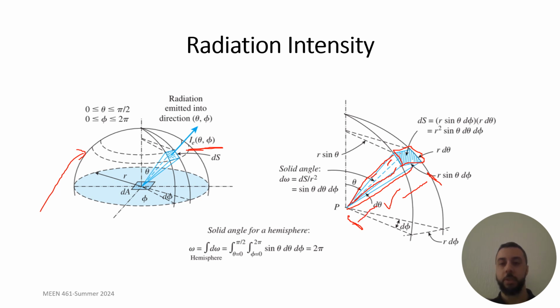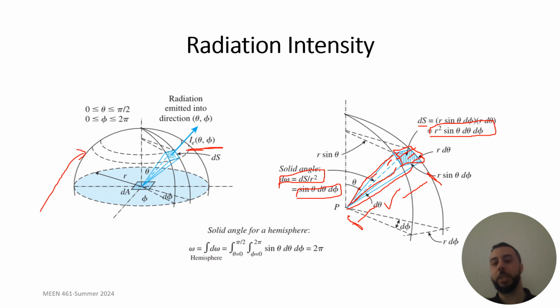Okay? So this is all just some math, probably from Calculus 3. And we know that the area is going to be dS, which is r d theta times r sine theta d phi. And that gives you this area dS. And then if you want to calculate the solid angle, d omega is dS over r squared, where we said dS is r squared sine theta d theta d phi. So you get d omega to be sine theta d theta d phi.